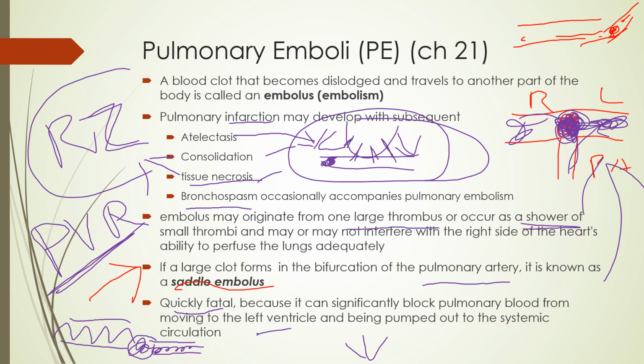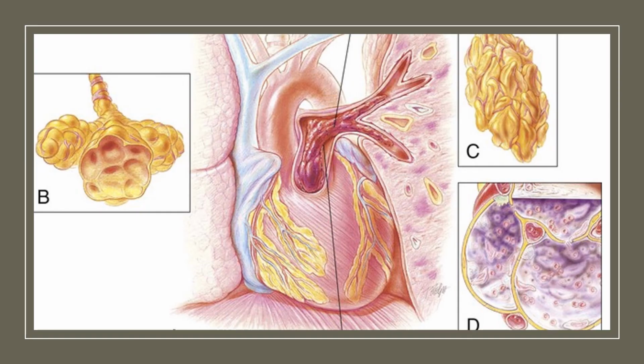I know I drew all over the screen, but hopefully some of the stuff that I'm putting together here is helping you out a little bit. All right, so this is a picture from your book. Letter A, which is not pictured, is the pulmonary emboli, that giant clot that's sitting in that pulmonary artery. B is the bronchial smooth muscle constriction, right? That's that bronchospasm that can easily happen with this.